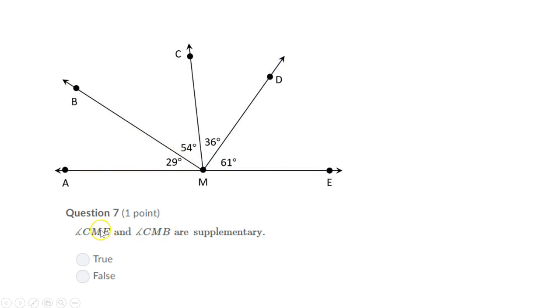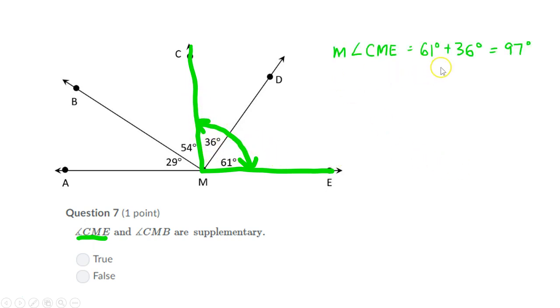For the next one, angle CME and angle CMB are supplementary. Now, supplementary means that the sum of the two angle measurements should total 180. So let's look at these two angles here. Angle CME includes these two angles together, so CME is going to be the sum of these two angles. Angle CME is 97 degrees. Angle CMB, which would be this angle right here, is 54 degrees.